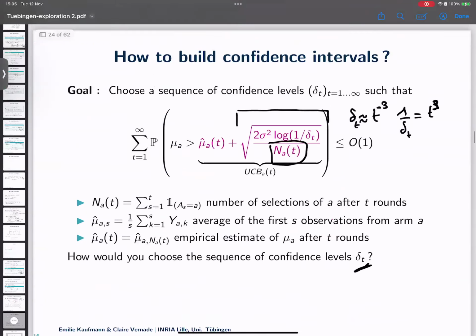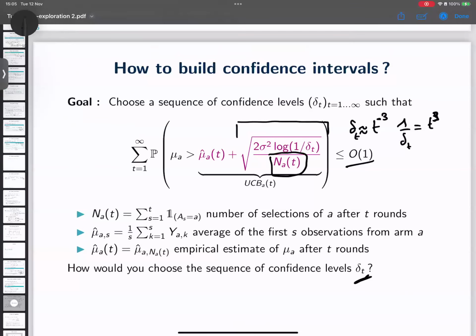Yes, okay. Here, I say that I want to choose a sequence of confidence levels so that the sum of the probabilities is bounded by something like a constant. Essentially, over my entire horizon, I'm going to pull my bandit arms a lot, and every time there's going to be a UCB. Over this entire horizon, I would like these intervals to be almost never violated. I don't want to accumulate a certain amount of risk at each time that I'm making a bad decision. I want my intervals to always cover the parameter with high probability.